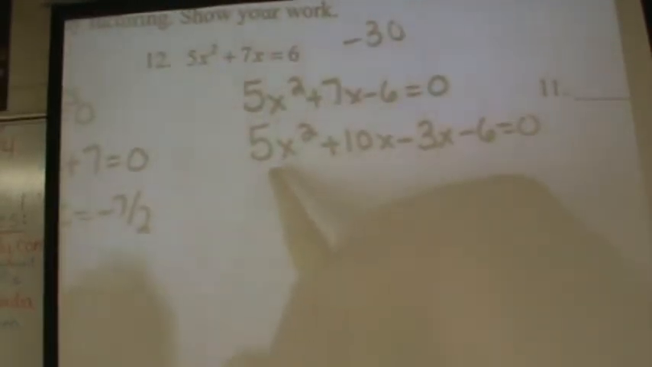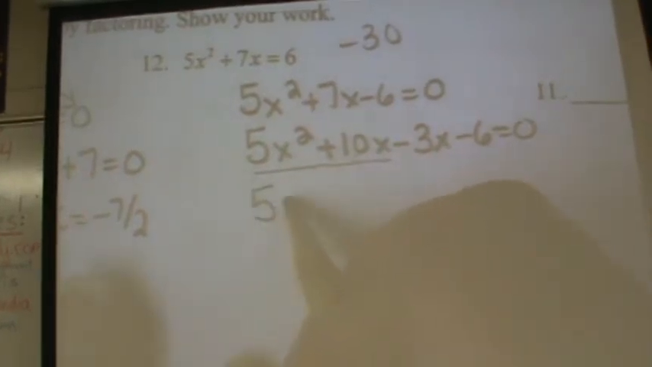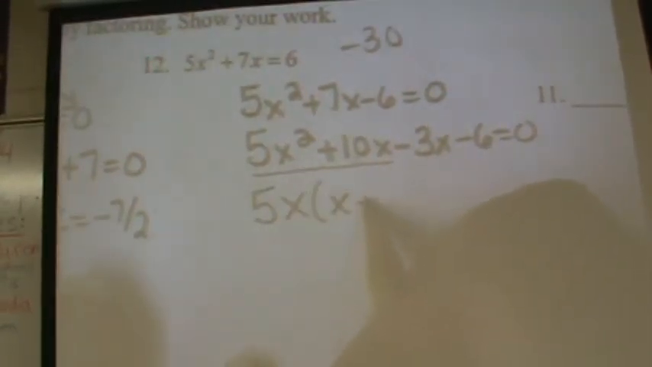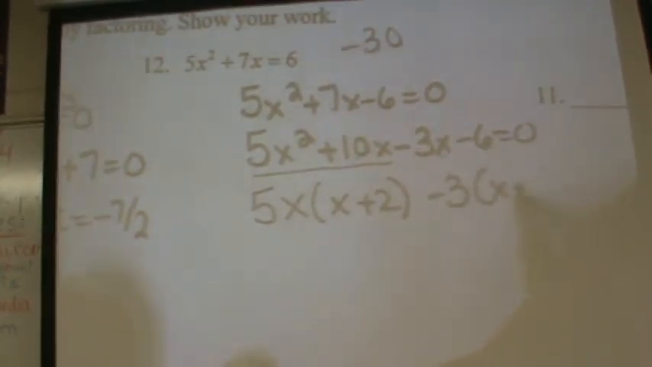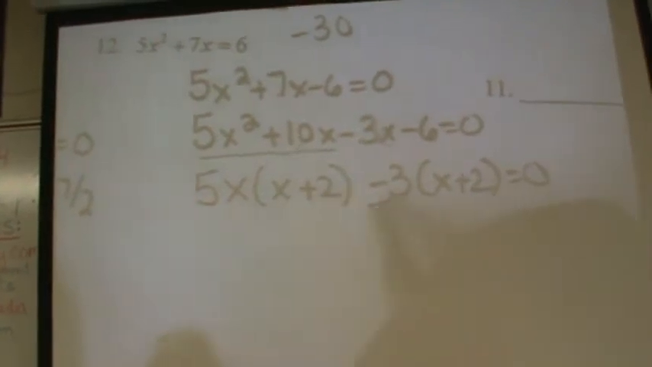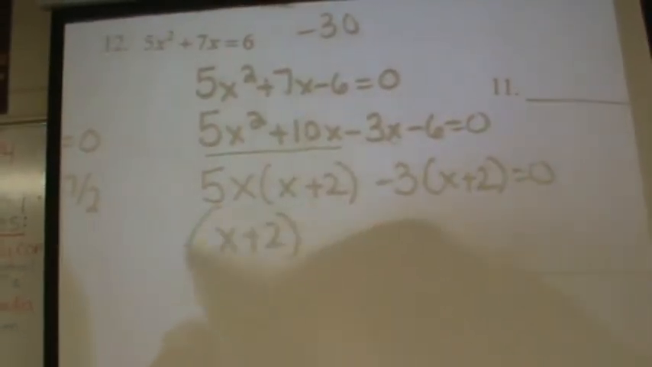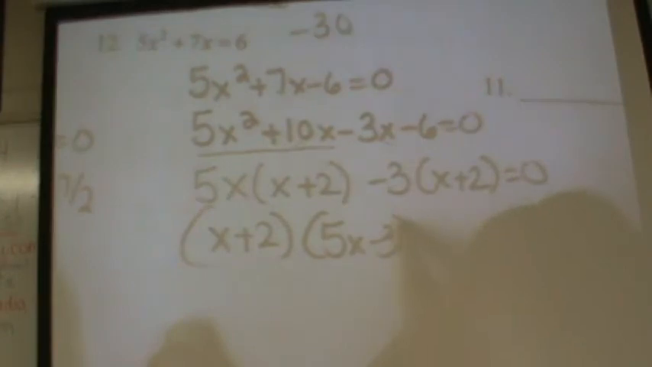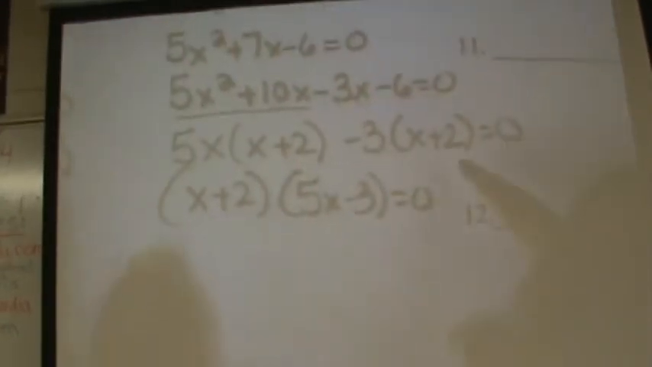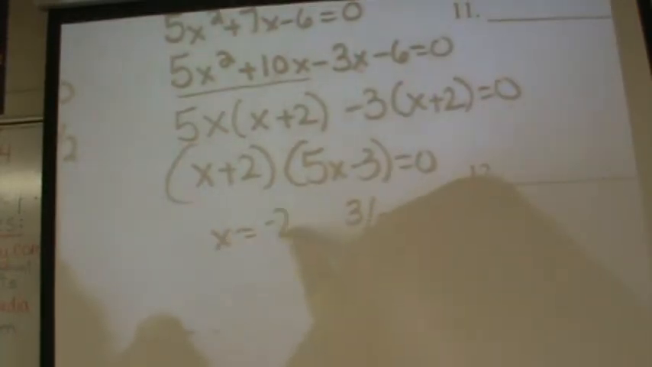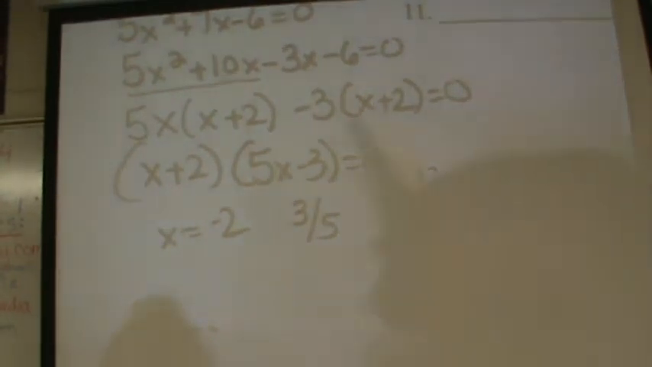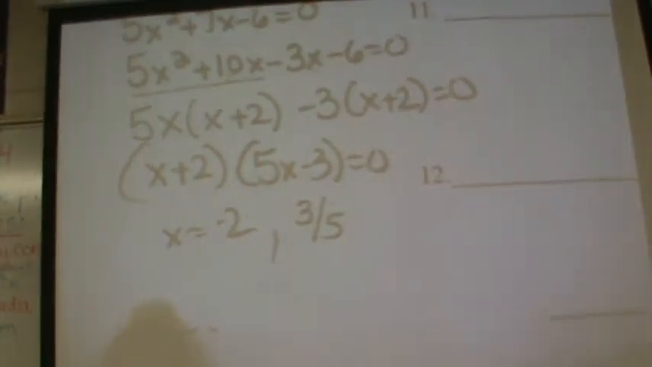So now factor by grouping. Take out what's common. What's common here? 5x. You're left with x plus 2. Then this one, take out a negative 3. You're left with x plus 2. Now factor out x plus 2, and you're left with 5x minus 3. Now what are my two answers, now that I've factored it completely? 3/5 and negative 2. So put those on the line. Negative 2 and 3/5. Questions?